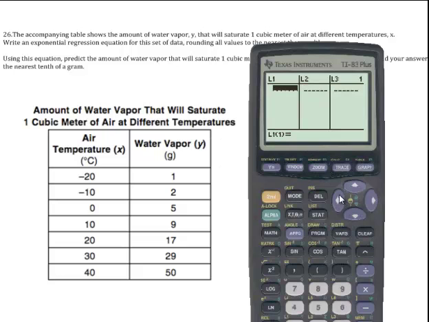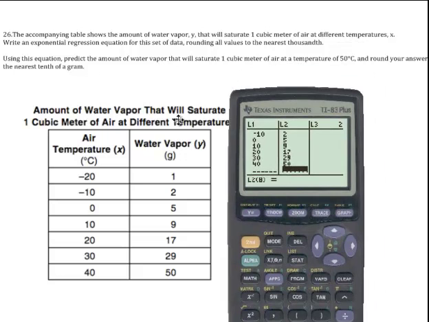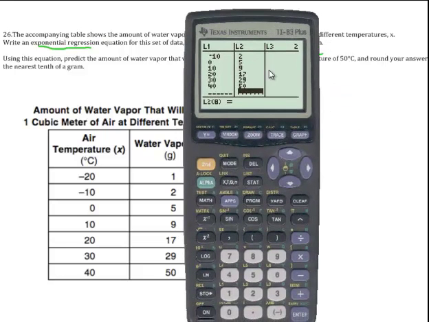So over here, this should be negative 20, negative 10, 0, 10, 20, 30, 40. And this should be 1, 2, 5, 9, 17, 29, and 50. Great, so what do they want me to do with these numbers? They want me to do an exponential regression, and where do they want me to round to? To the nearest thousandth. Okay, that's easy enough.